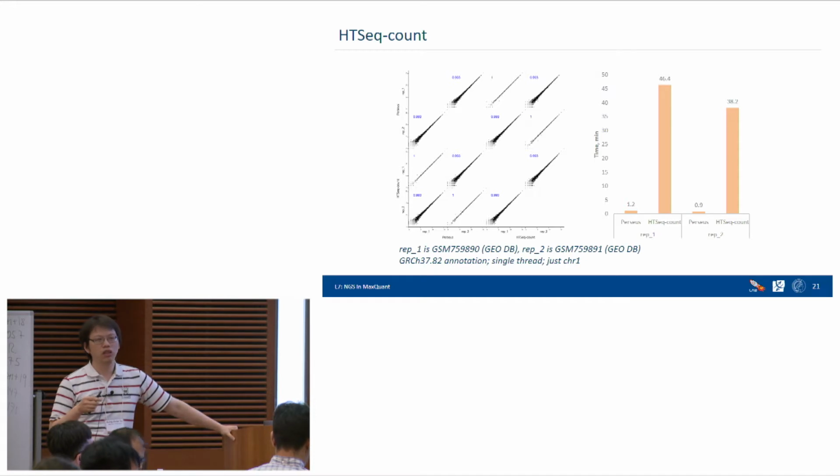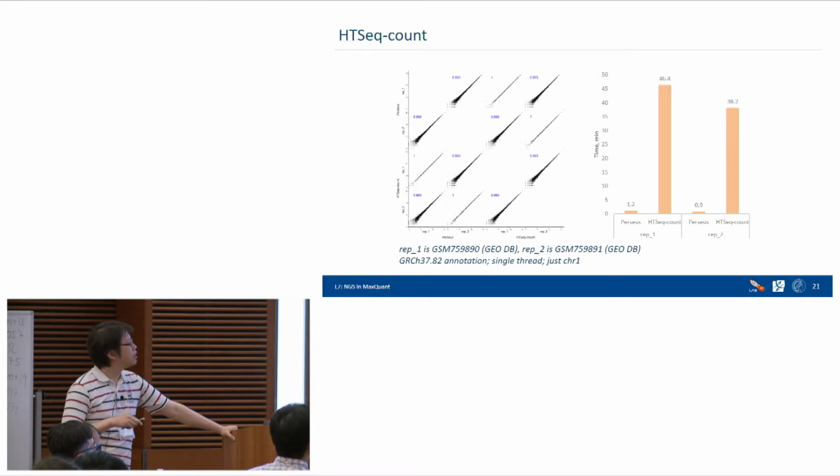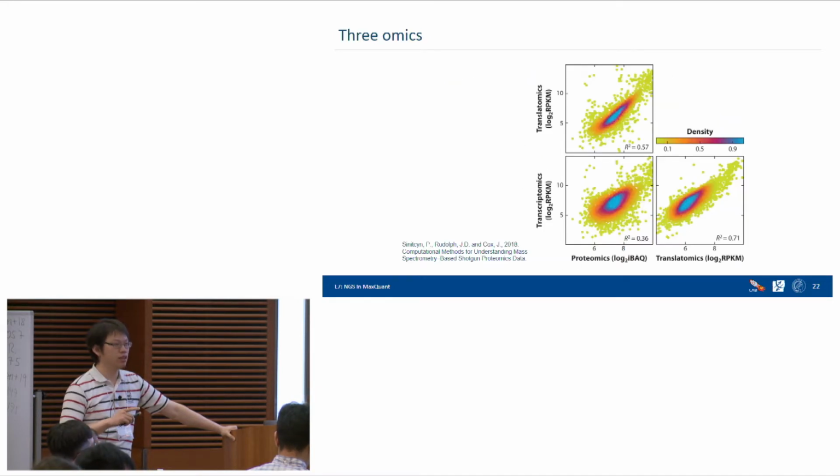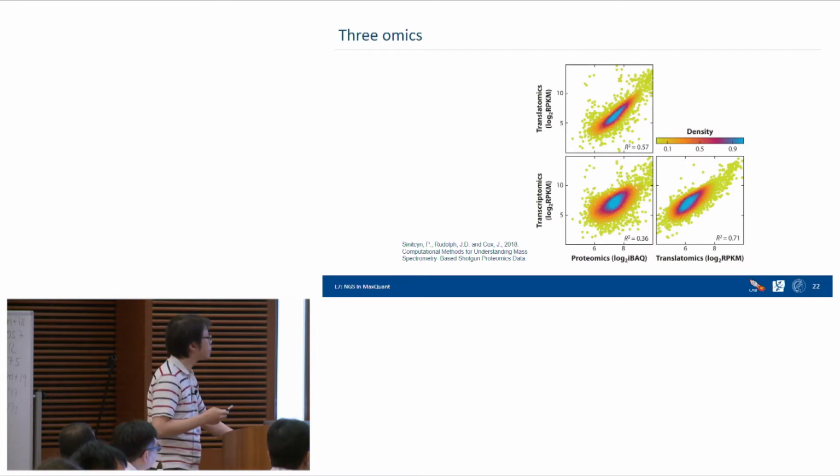And we also use the same idea and put it into Perseus. You can see the correlation coefficient between Perseus and HT-seq count is almost 1. That means the result is almost the same, okay? But if we check the running time, Perseus can significantly decrease it. So basically, we can help you reduce the time to generate the quantifications.